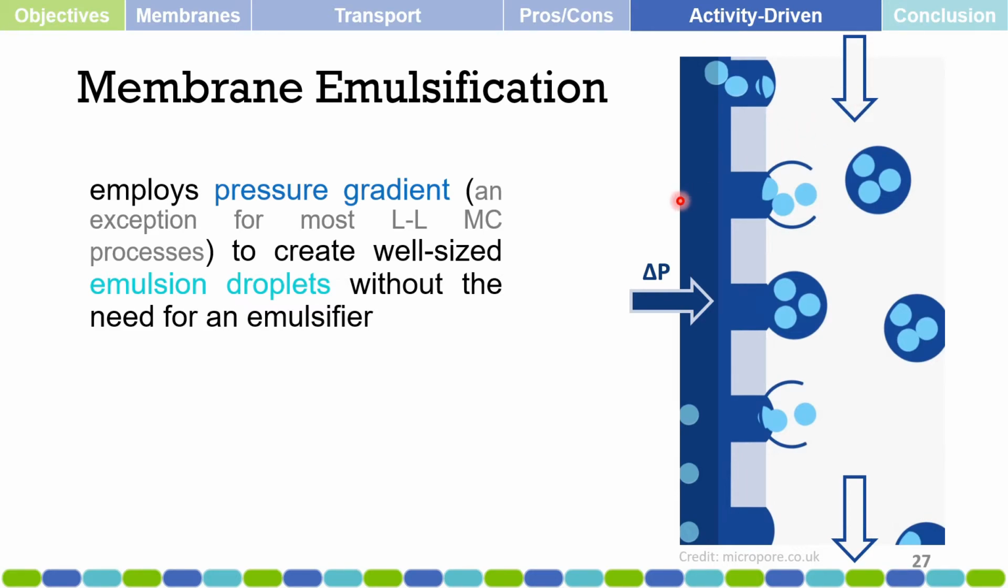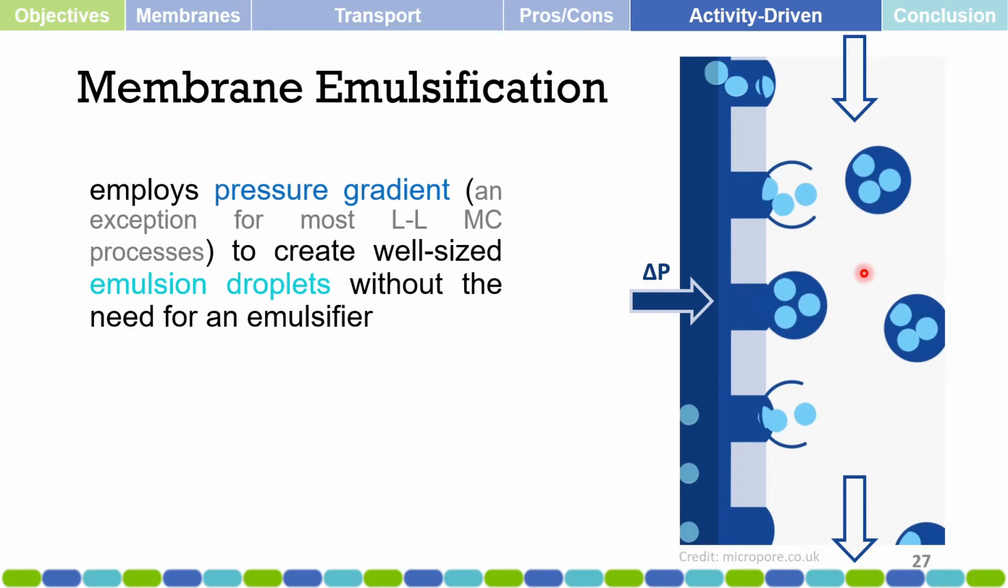So as you can see, the first phase, say the blue liquid phase, is pushed through the membrane because of the pressure gradient and because of the velocity in the other phase, the light liquid phase. The blue liquid phase is detached into small emulsion droplets. So they're detached into small droplets within the other phase.